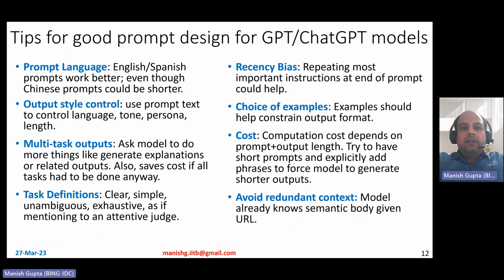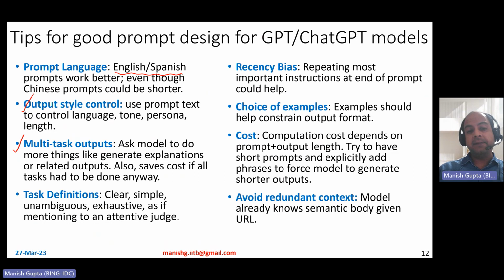Okay, here are a mix of tips for good prompt design, especially for GPT, ChatGPT kind of models. These models are known to parse prompts in English and Spanish better. So even though you might think that Chinese prompts could be shorter, they typically work nicely with English or Spanish prompts. You can use prompts nicely to control the language, tone, persona, or length of the generated text. In general, you can think of prompt engineering also as controlled text generation. There are many similarities, right?